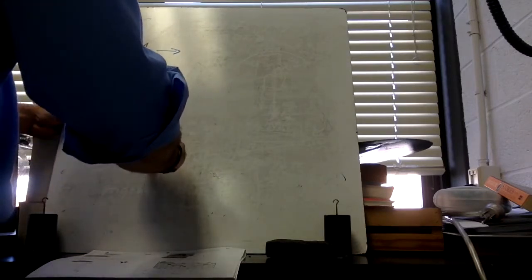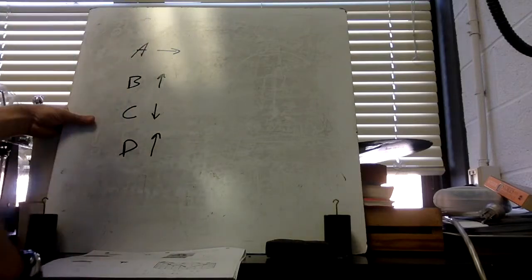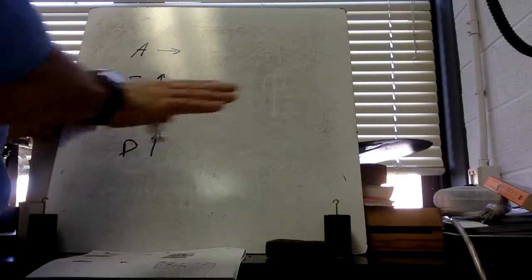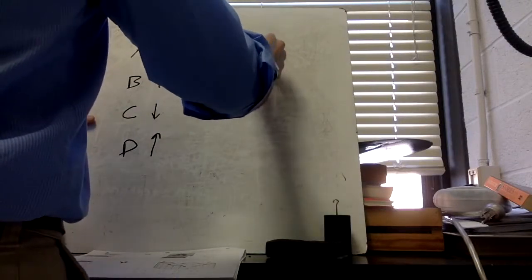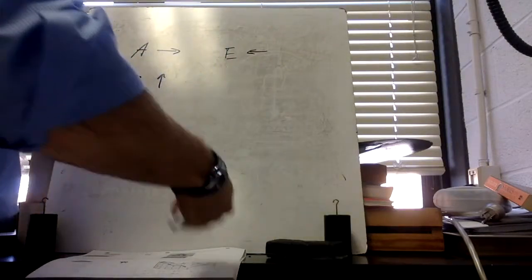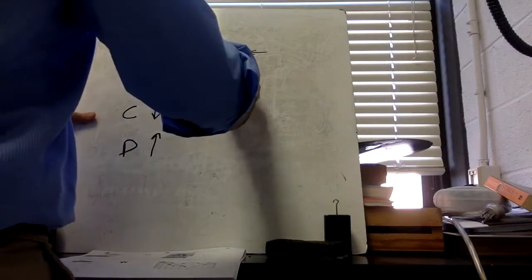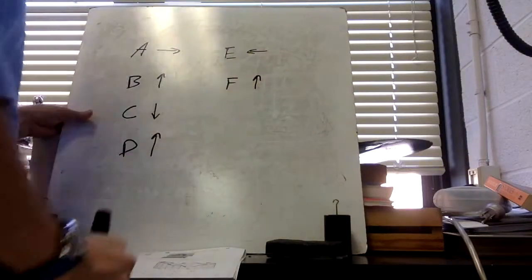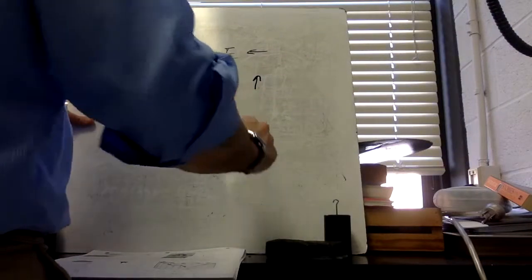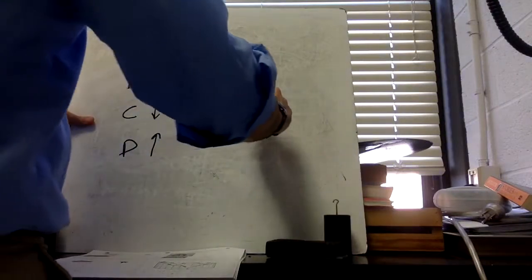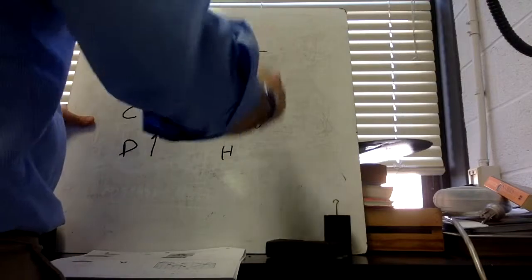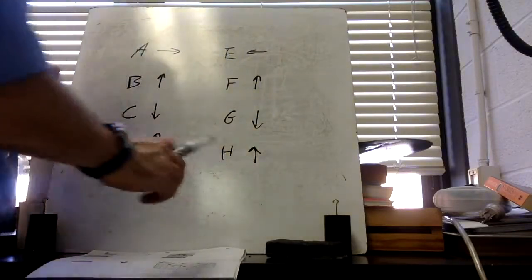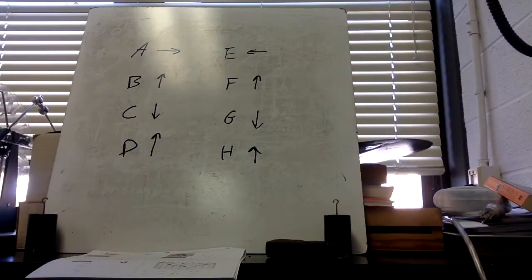D, it's at the bottom of a dip, so the direction of acceleration is up. At point E, it's coming around the curve, going around the other side, so the direction of acceleration is to our left as we look at this. F, it's at the bottom of a dip, so the acceleration is upward. G, it's at the top of a hill, so the direction of acceleration is downward. And then at point H, it's at the bottom of a dip again, so the direction of acceleration is upward.